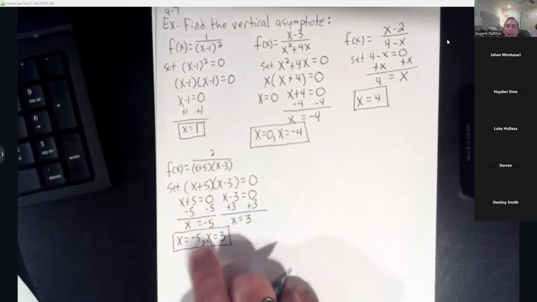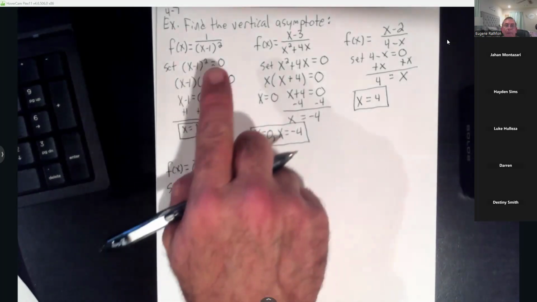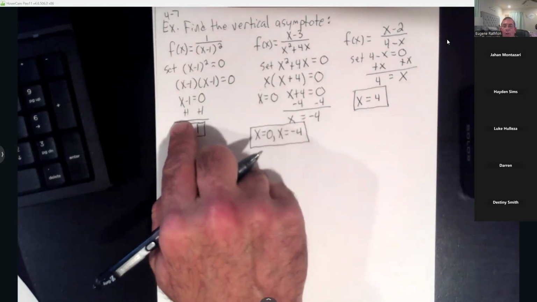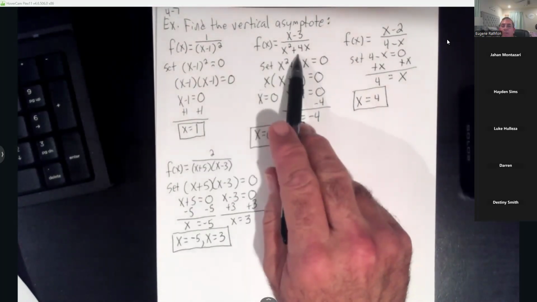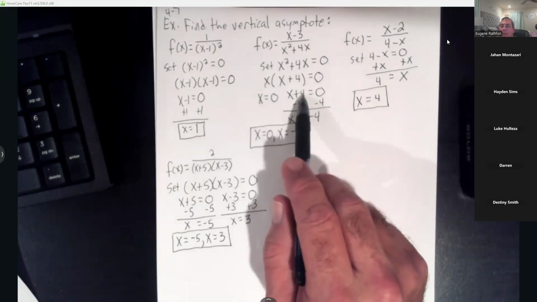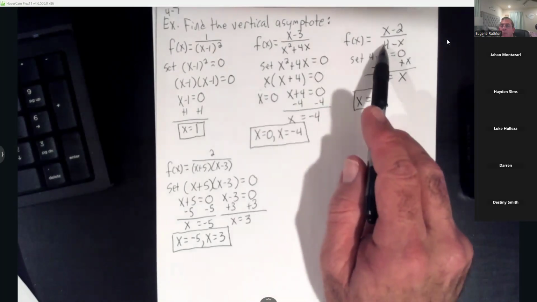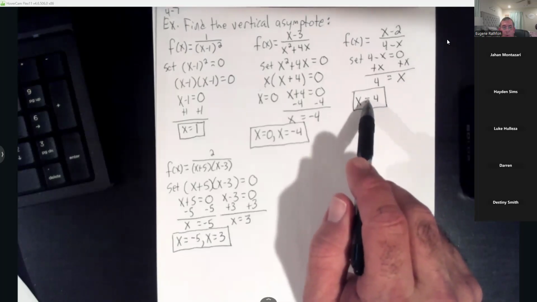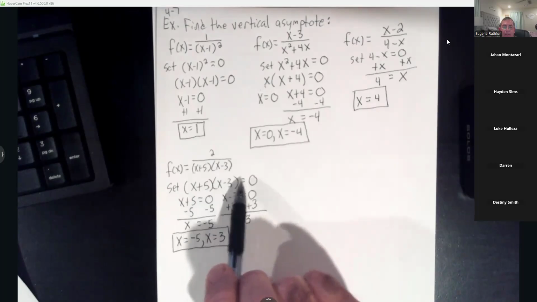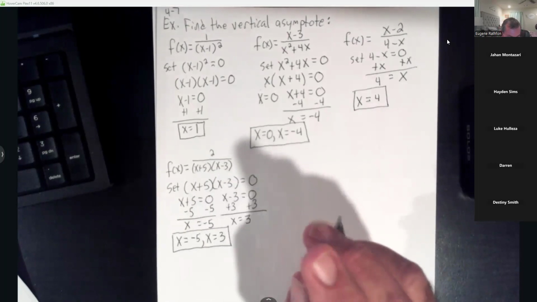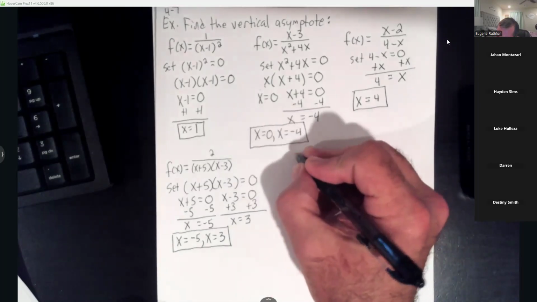Okay, so, all right, so this one was a repeating factor. I only had to kick out one number. This one I solved by factoring out an x and then setting both of them equal to 0. This one we just solved for x either way you want to, and we got one number, 4. All right, so this one was already sort of factored. This next one we're going to have to factor.